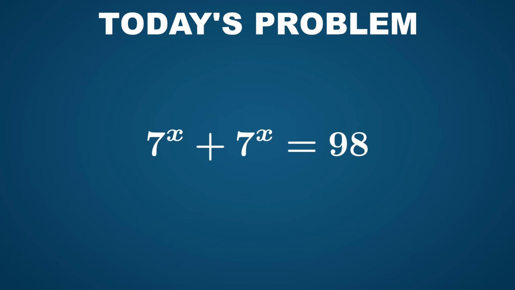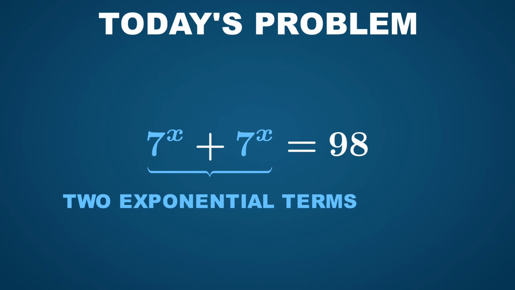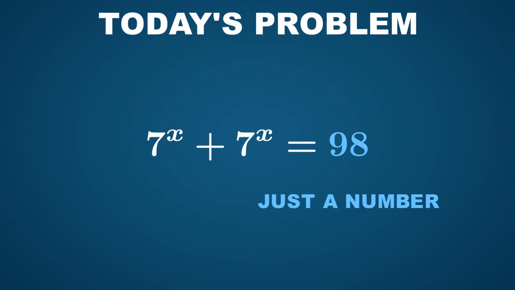Here is today's problem. We need to solve 7 to the power of x plus 7 to the power of x equals 98. On the left side, two exponential terms are being added together. On the right side, there is nothing but the plain number 98. The number 98 is the target value that the left side must reach.